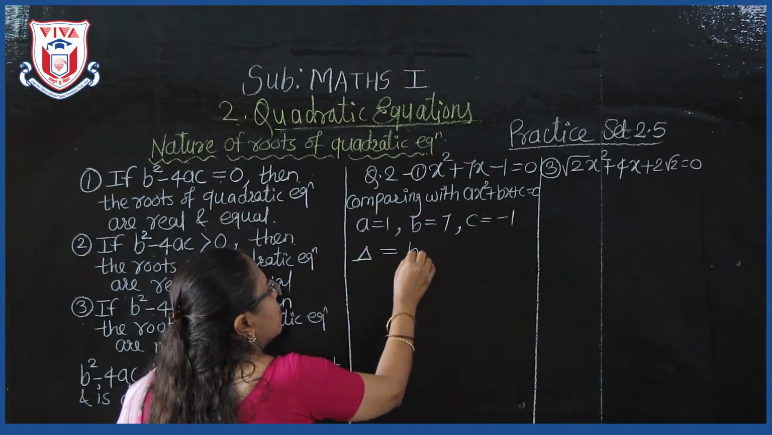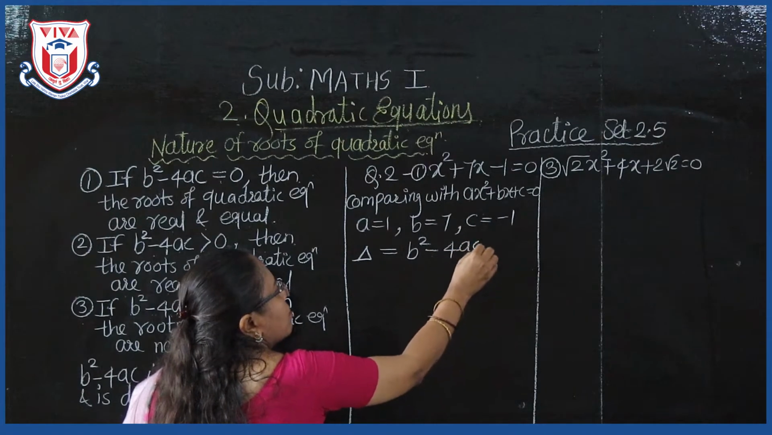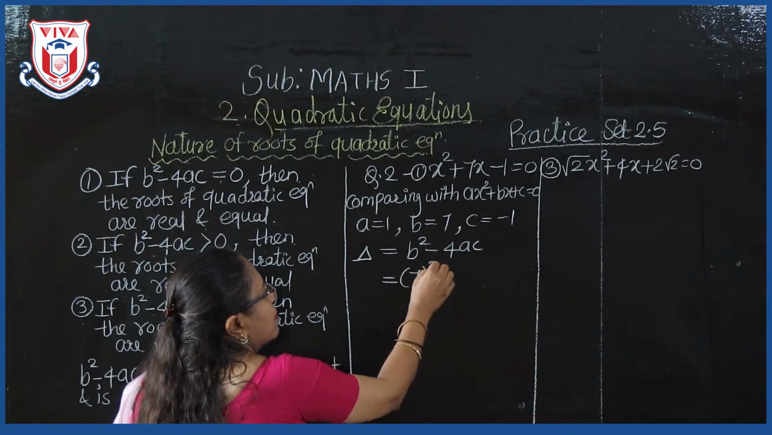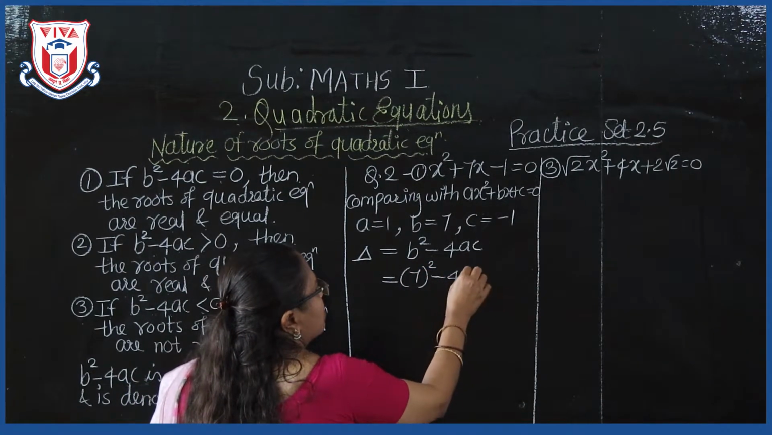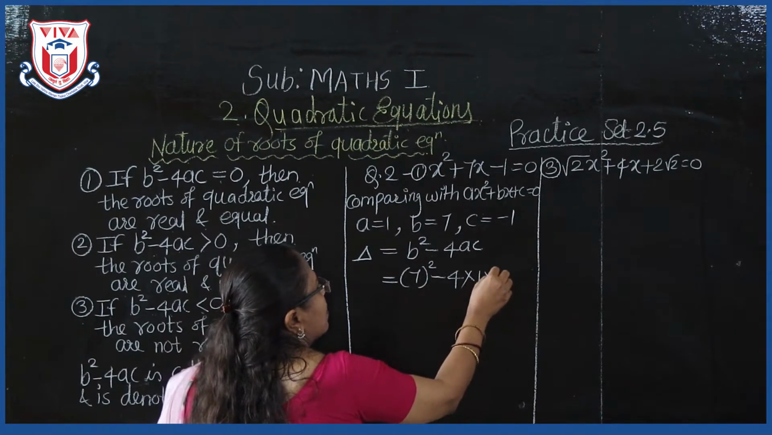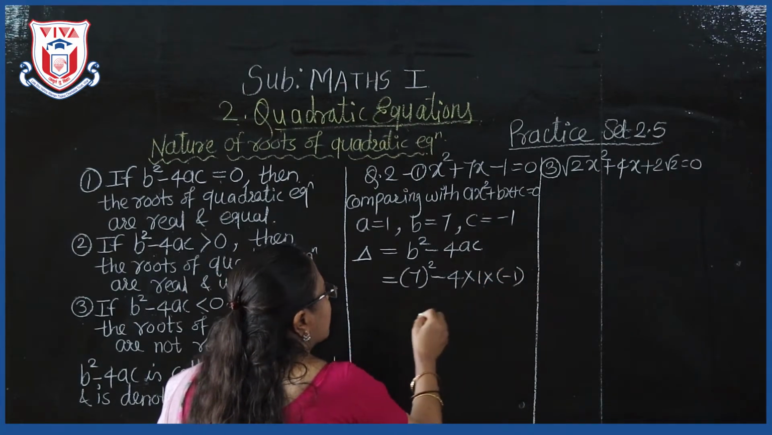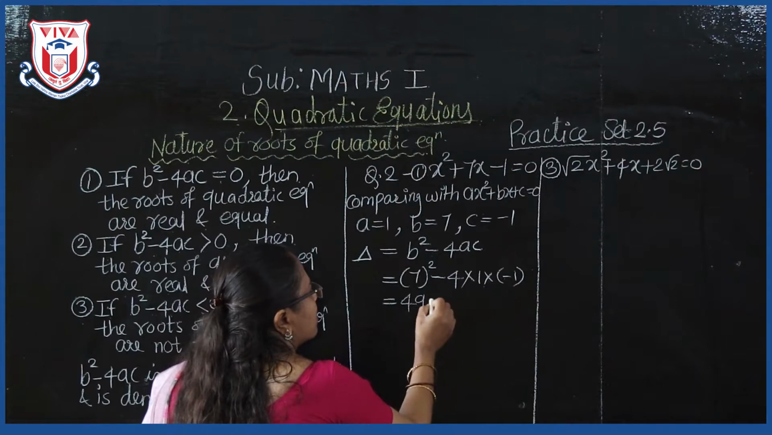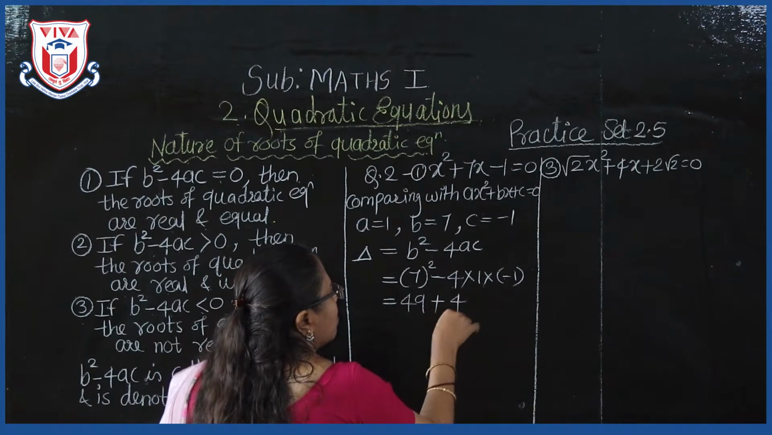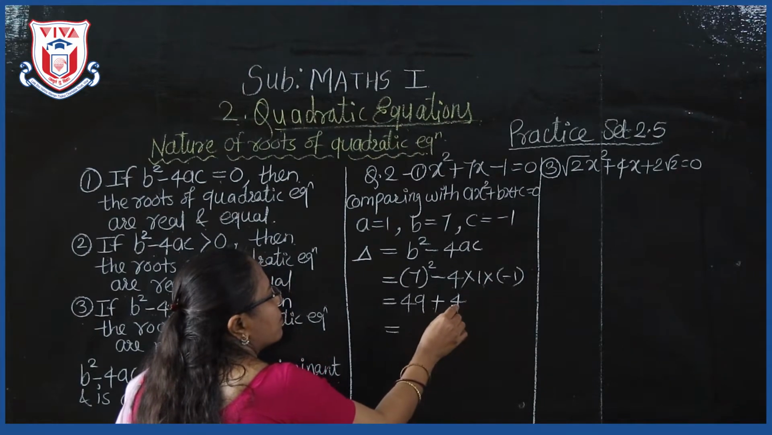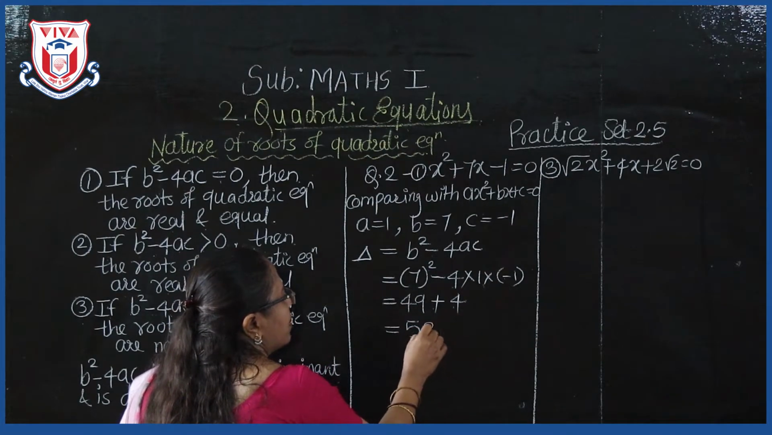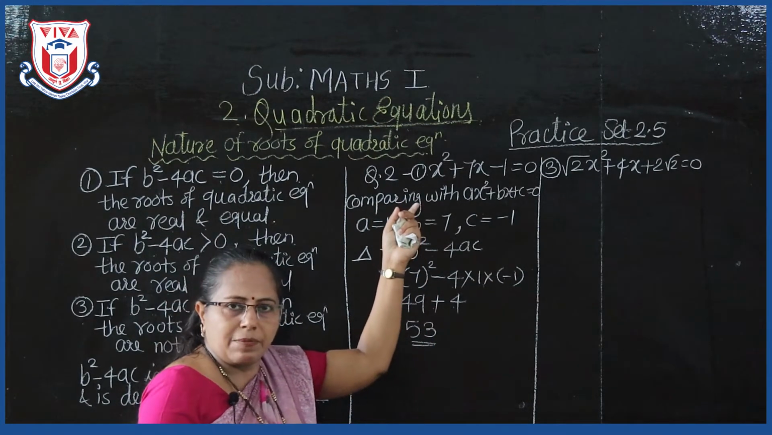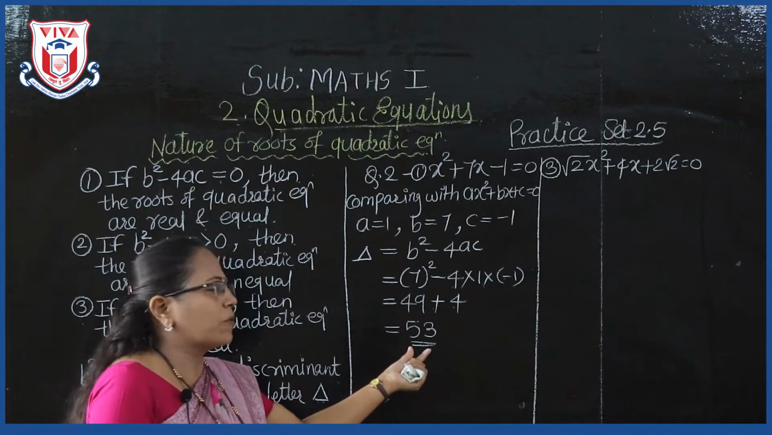So delta is equal to b square minus 4ac, where b is equal to 7. 7 square minus 4 into 1 into c, which is minus 1. 7 square is 49, minus into minus is plus, 4 ones are 4. 49 plus 4 is equal to 53. Students, the question is only to find the value of discriminant. Therefore, we stop the solution up to this.